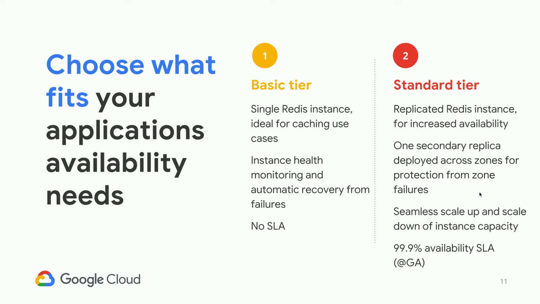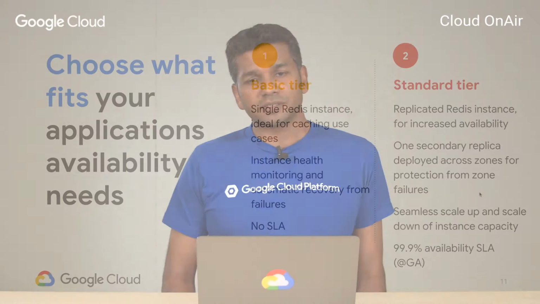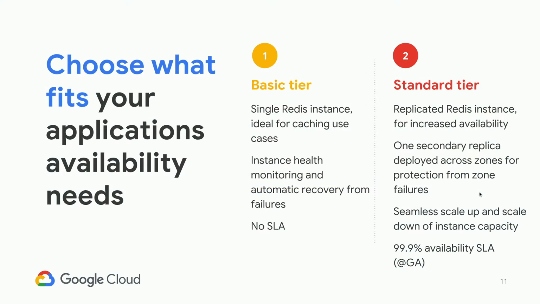The key thing about the basic tier is that we do the instance monitoring. What that means is that if something happens to the instance, we have health monitoring in place that will take care of restarting the instance and recovering it from failure. When you recover the instance from failure, the IP address is maintained so that applications can simply reconnect without any changes on the application side. One of the key things about the basic tier that I want to point out is that we don't provide an SLA for the basic tier.